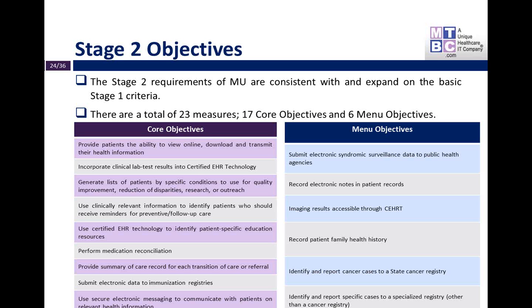Now, we'll take a brief look at the stage 2 requirements of meaningful use. The first of which is to provide patients with the ability to view, download, and transmit their health information. So this measure could be met by using MTBC EHR, MTBC Patient Portal, where your patients can go online and view their health information, download it, and transmit their health information to a different provider.